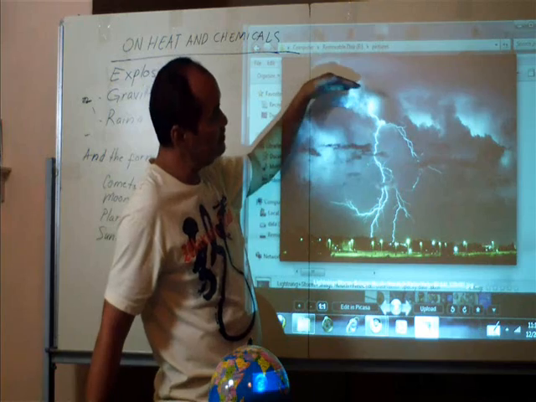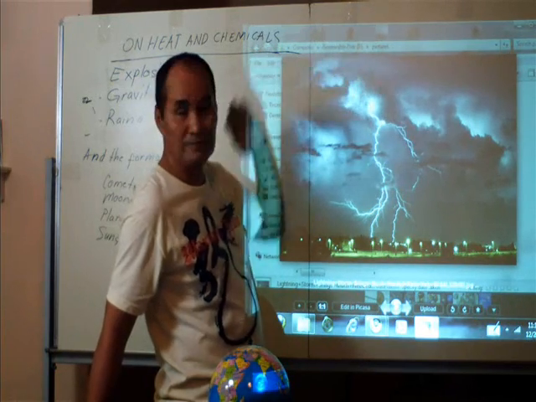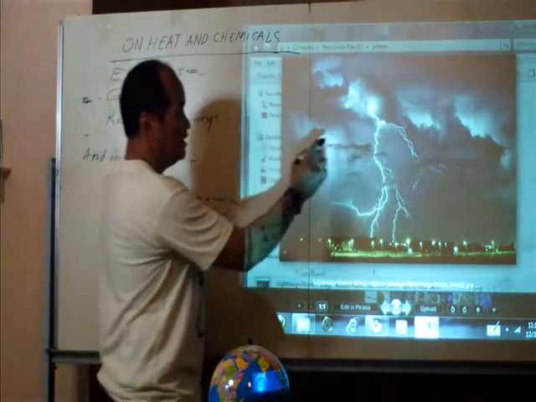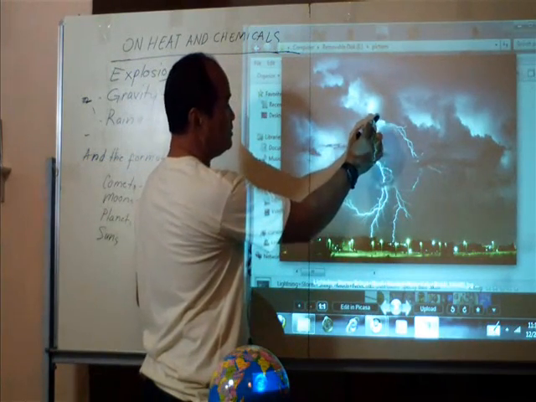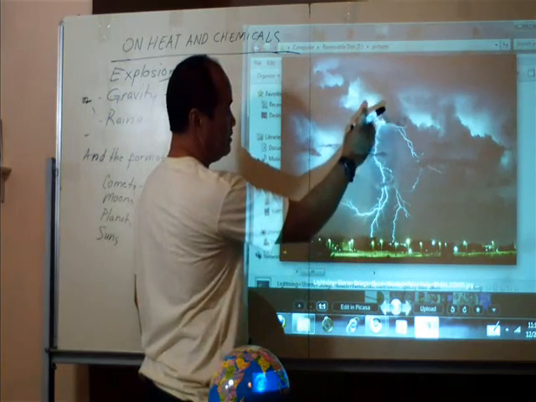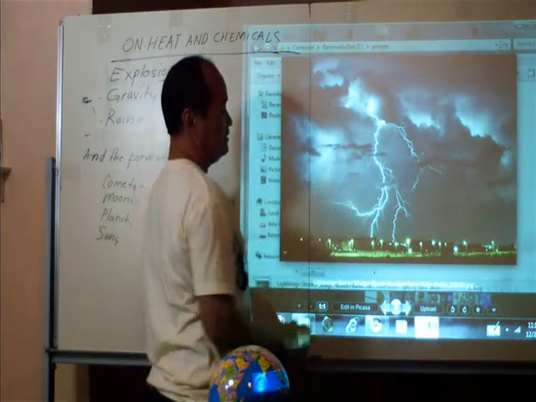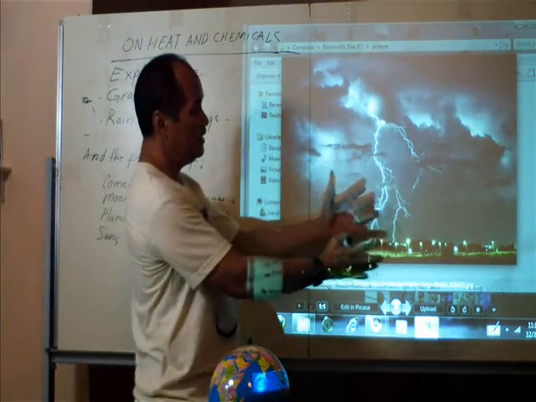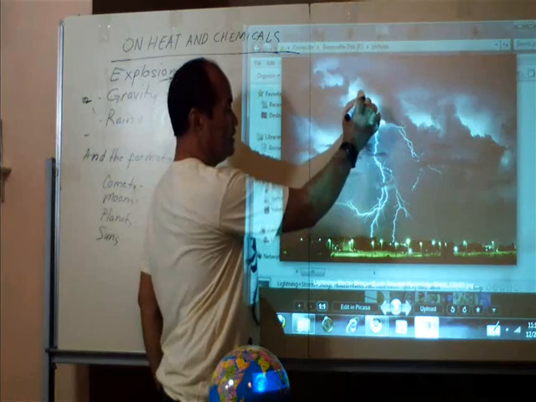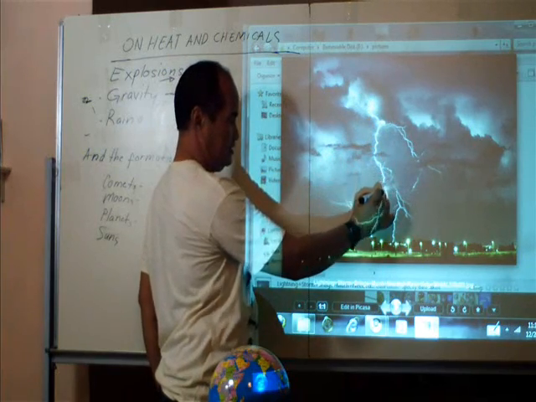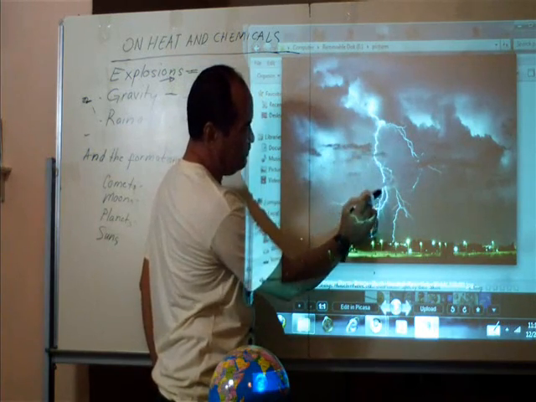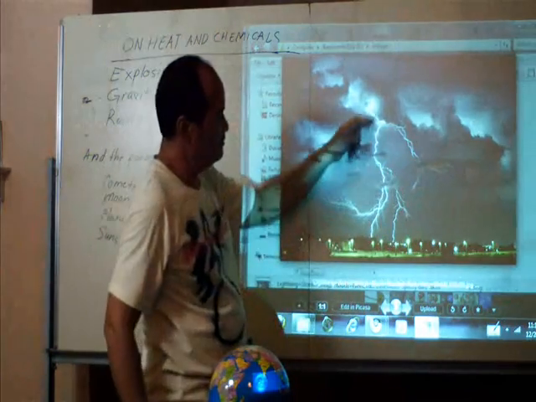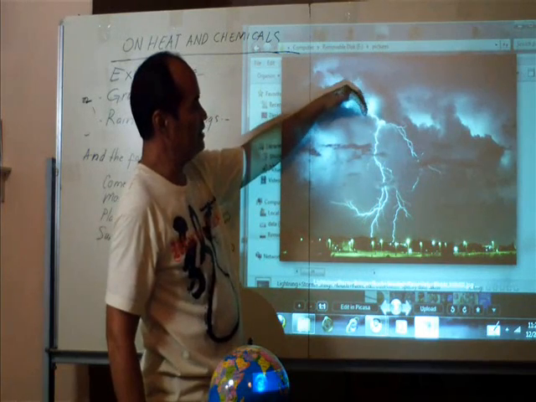And then the explosion here will absorb heat. As we know, this explosion, the lightning, forms due to the gases. It absorbs heat. When it absorbs heat, it produces a huge heat. You see, a huge heat. That's why it has lightning.